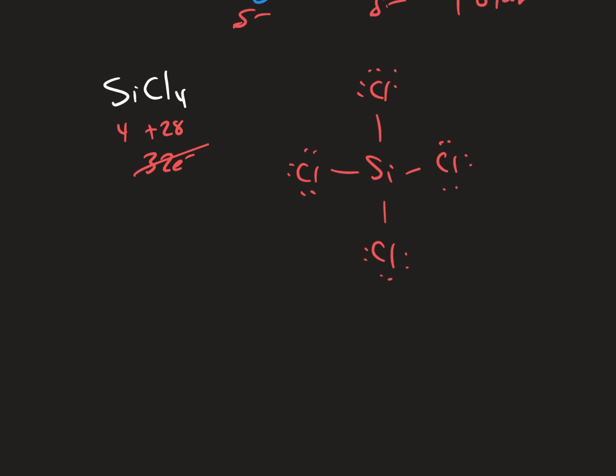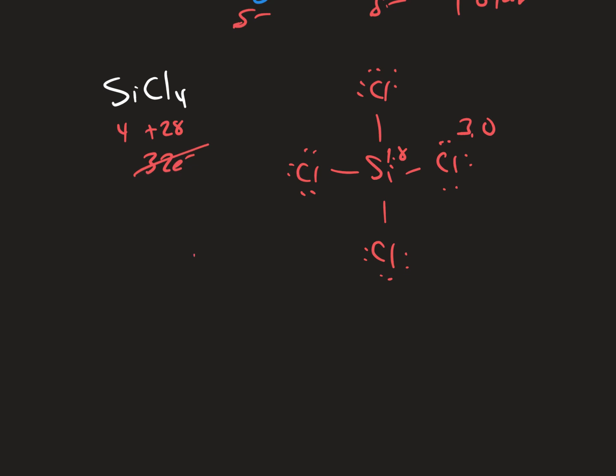What's the shape? Tetrahedral. What's the bond? Polar or nonpolar? Chlorine is 3.0. What's silicon? I don't know that one. 1.8. 1.8. Is it polar? Yeah. Okay. So that's a polar bond.